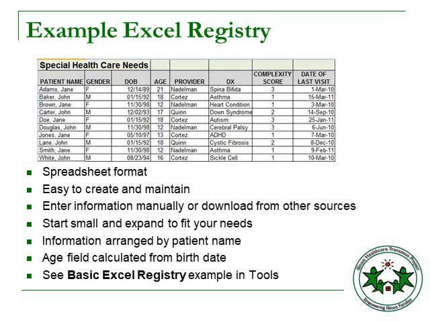In this example, the registry displays information in alphabetical order by patient name. Additional columns show the patient's gender, date of birth, age, which the registry automatically calculates from the date of birth, provider, diagnosis, complexity score, and date of last visit. For convenience, we included a copy of this registry example under the Tools tab.